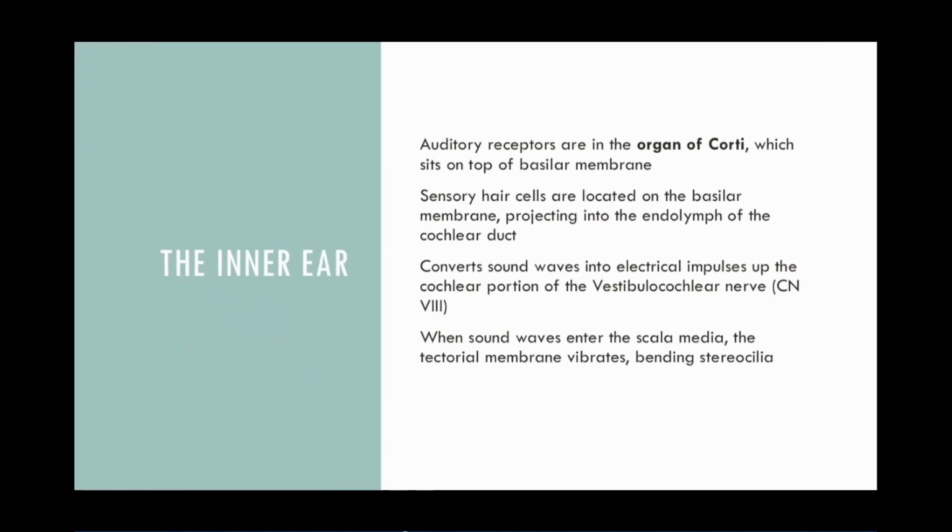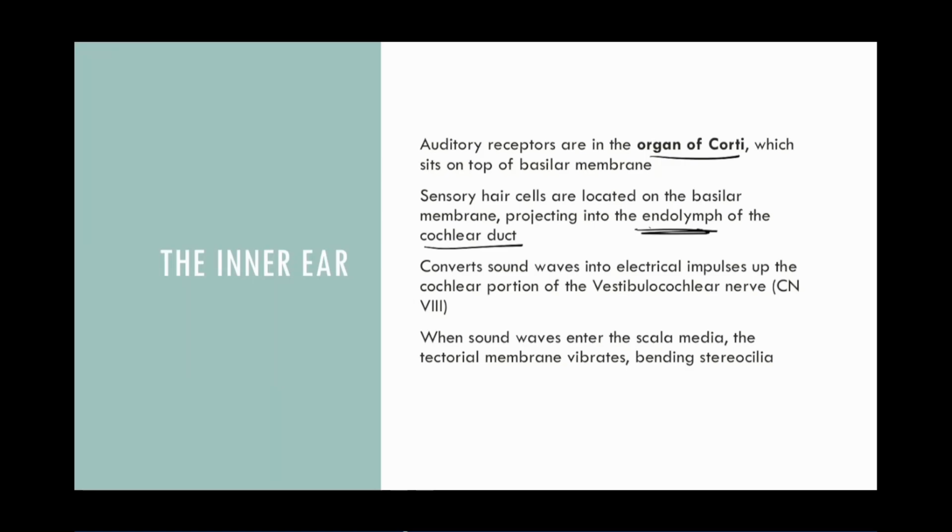So again, organ of Corti has all the auditory receptors in it. We have these sensory hair cells, and they project into the endolymph of the cochlear duct. Endolymph is very important to remember, and we'll get to why it's important in a minute. So it converts sound waves into electrical impulses, and then the cochlear portion of the cranial nerve 8 transmits it to the brain, and you can hear things.